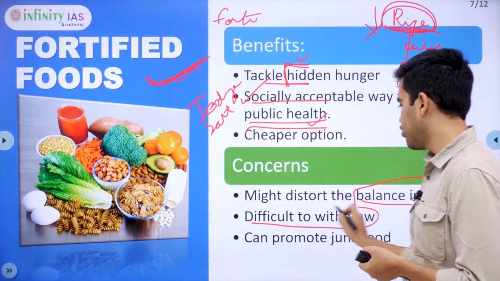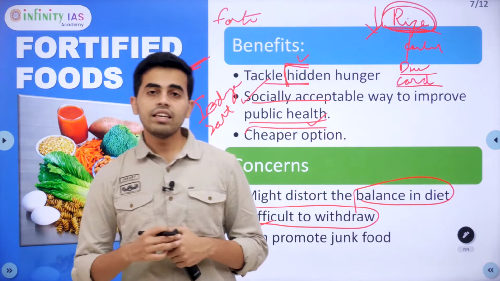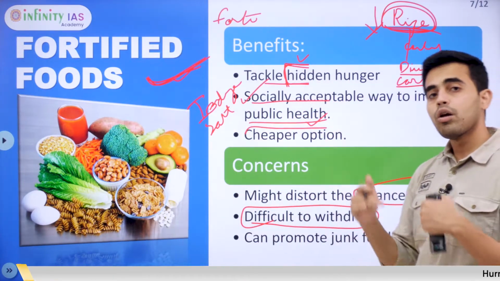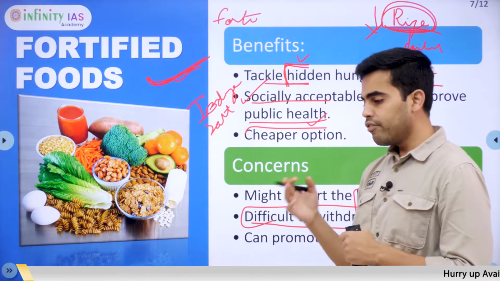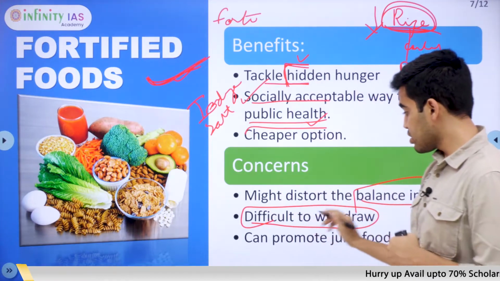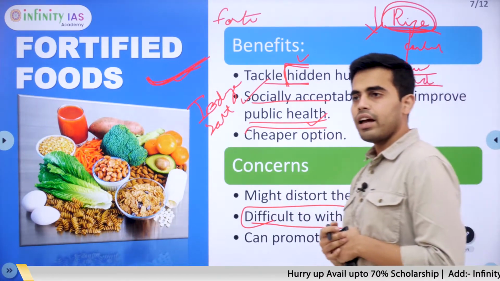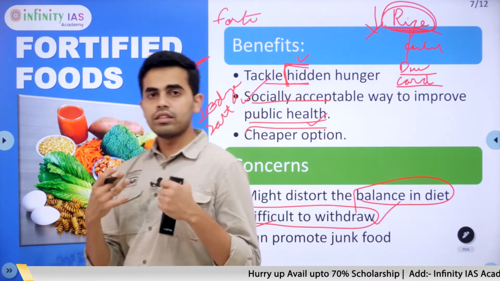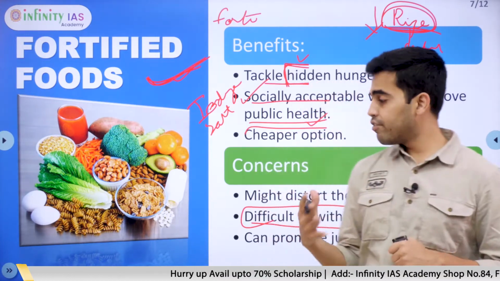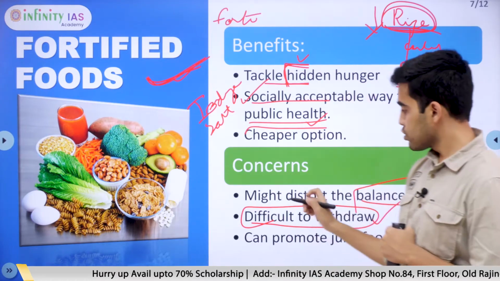Next comes difficult to withdraw. Now we have already seen that iodized salt is universally available and almost exclusively available. We cannot see salt that is not iodized. So this is one problem with such fortified foods. Even if one day we have almost tackled thyroid problems in the population, it becomes very difficult to withdraw iodized salt from the market. So this is a problem.